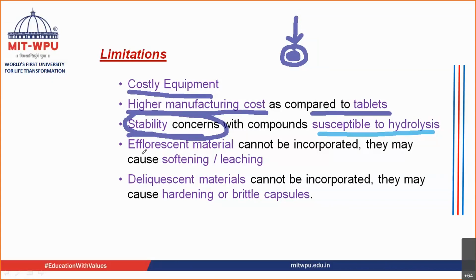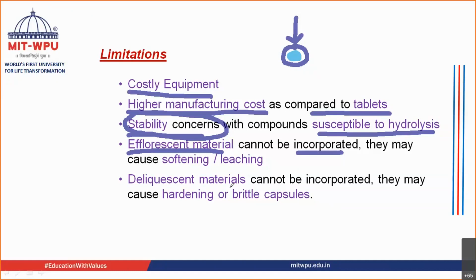Another thing is efflorescent material. This material also cannot be incorporated, or cannot be put inside the soft gelatin capsule. What happens is, this material causes softening of the shell. This shell softening is caused by the efflorescent material present inside it, and because of which leaching of this material takes place, right? That's why efflorescent material cannot be incorporated into the soft gelatin capsule.